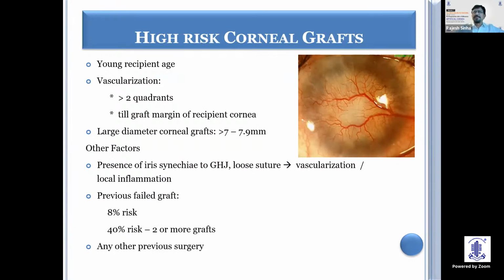However, in corneas which are badly vascularized, as you can see here, and in young recipients, keratoplasty has a chance to fail. With vascularization of more than 2 quadrants, it is a high risk graft, and the chance of graft rejection is very high. A large graft again carries the risk of rejection because it is close to the limbus and the blood vessels. Then there are other factors like the presence of inflammation, loose sutures, etc. If it is a previous failed graft, then again the risk of failure of the corneal graft is very high.